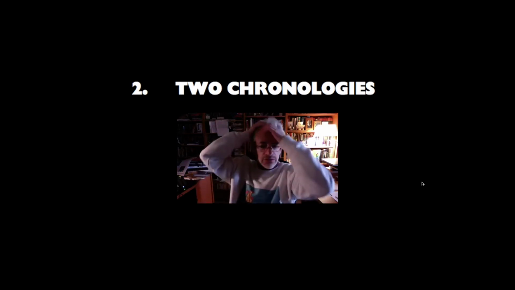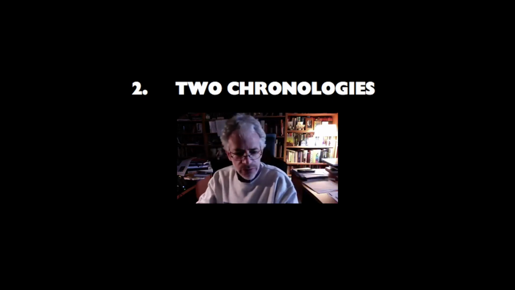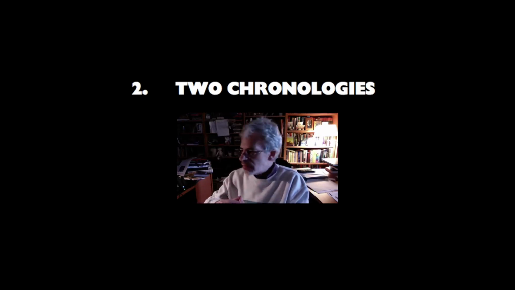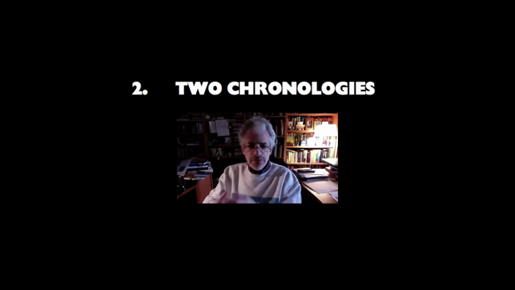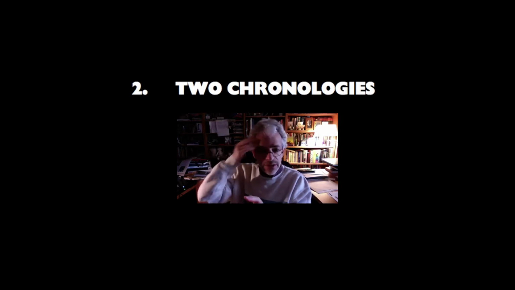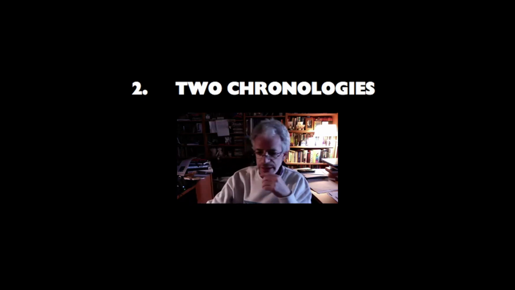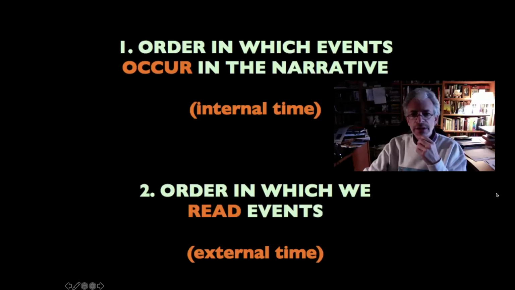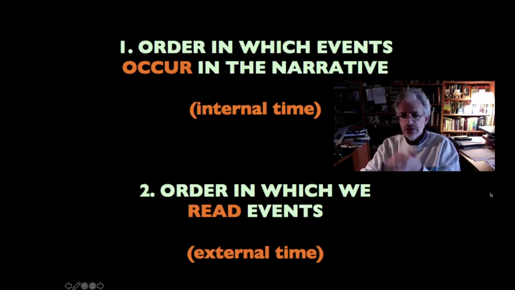Okie dokes. So here we are at part two of this discussion of interpretation. There are two chronologies that occur in any narrative. Often there are more, okay? But basically, we're keeping it simple here. So the two chronologies are as follows. There is the order in which events occur in the narrative, okay?